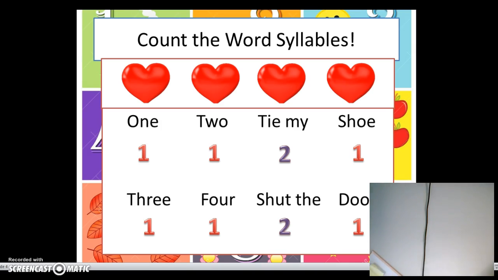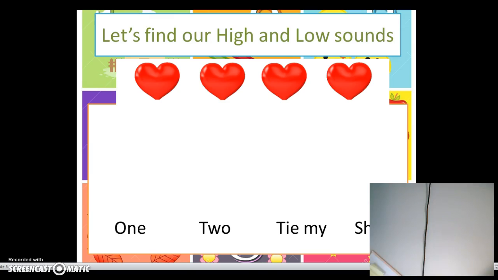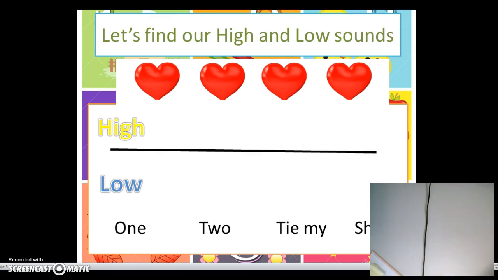Wonderful job, wonderful job. Let's do something different. Now let's find our high and low sounds. Remember, when we're looking for our high sounds, these are going to be the words that go above the line. Our low sounds are going to go below the line. So if we listen to the first 2 words of 1, 2, we're going to figure out if they are high sounds or low sounds.